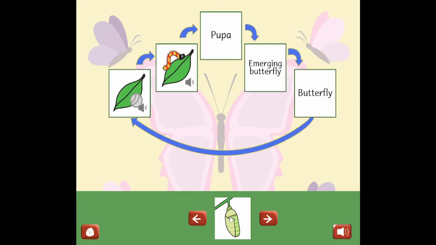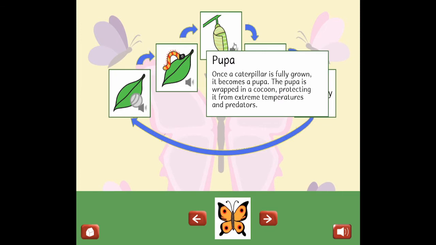Pupa. Once a caterpillar is fully grown, it becomes a pupa. The pupa is wrapped in a cocoon, protecting it from extreme temperatures and predators.